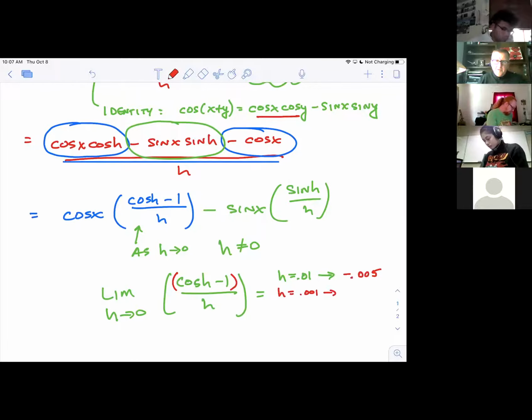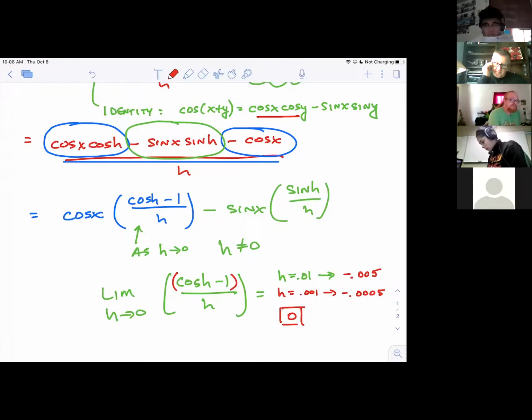And so now I'm going to try 0.001. This is what it means to approach a limit. I can't let it be 0, but I can let it approach 0. So if I go back and put in 0.001, I got this time negative 0.0005. And I don't know about you, but it seems like this is on its way to 0.